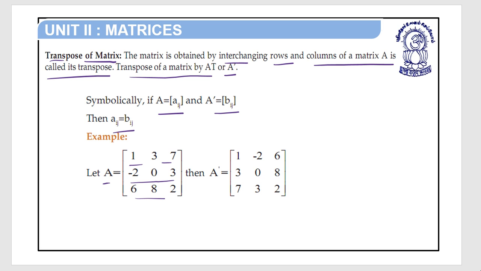Row becomes column and column becomes row. Minus 3, 0, 8: the column becomes a row. Row becomes column and column becomes row. 7, 3, 2 is a column, so it becomes a row. This is called the transpose of a matrix.